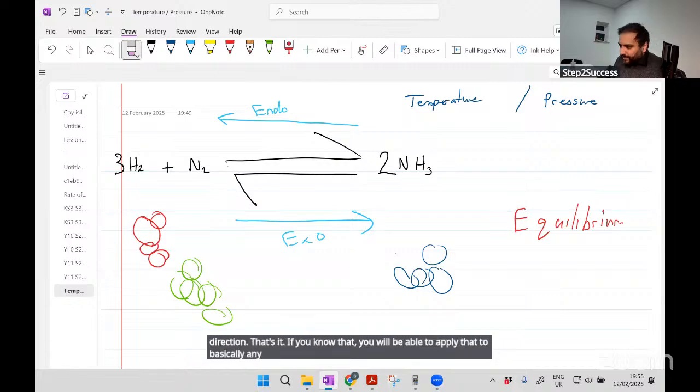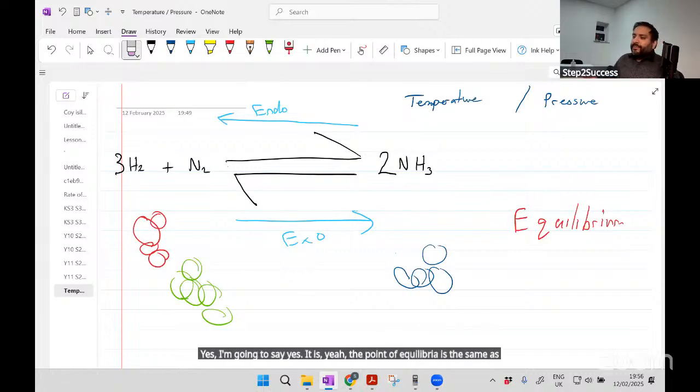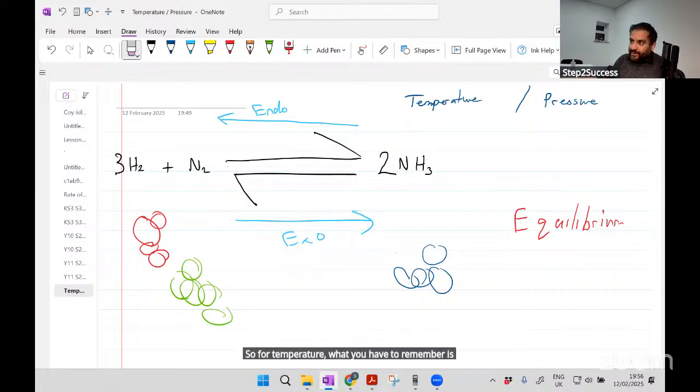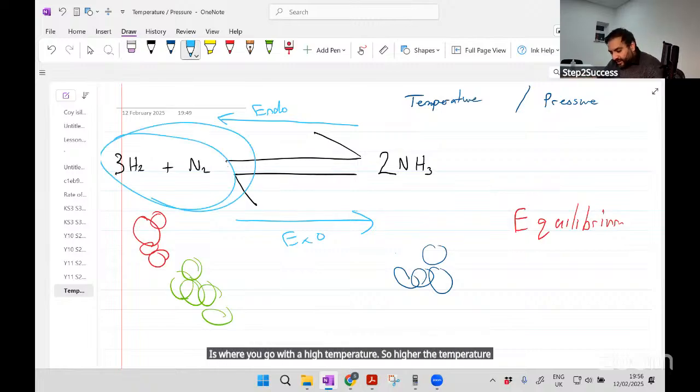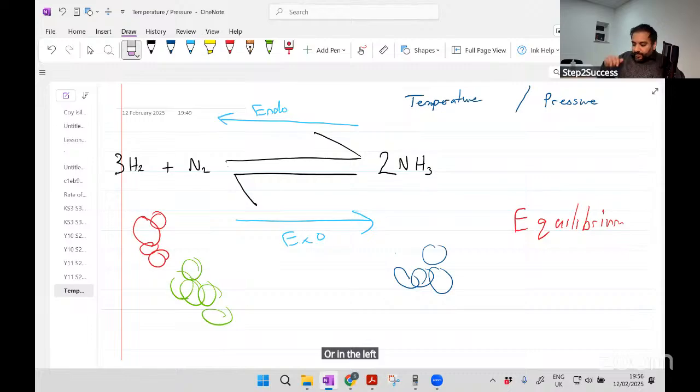High temperature, endothermic. Okay. Is that the same as point of equilibrium? Yes, I'm going to say yes. The point of equilibrium is the same as reaching equilibrium, which is, again, the definition is the same. It is the point at which the rate of the forward reaction equals the rate of the backward reaction. So for temperature, what you have to remember is whichever way is the endothermic is where you go with a high temperature. So the higher the temperature, the more of the endothermic side. And often we phrase it as the equilibrium moves to the left or in the left direction, which ticks off temperature.